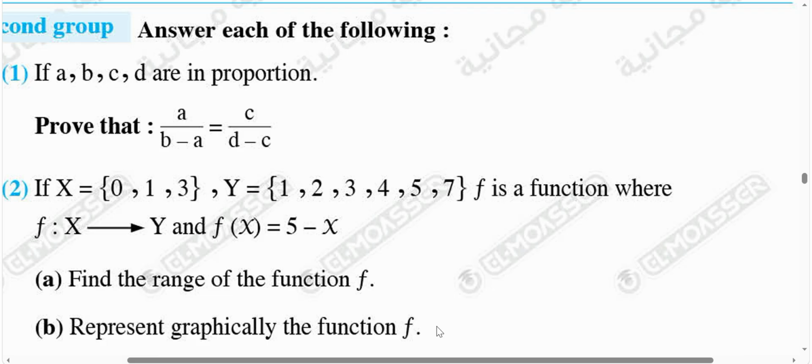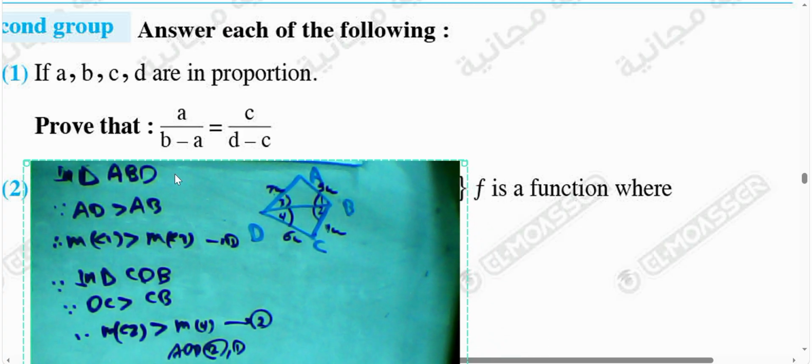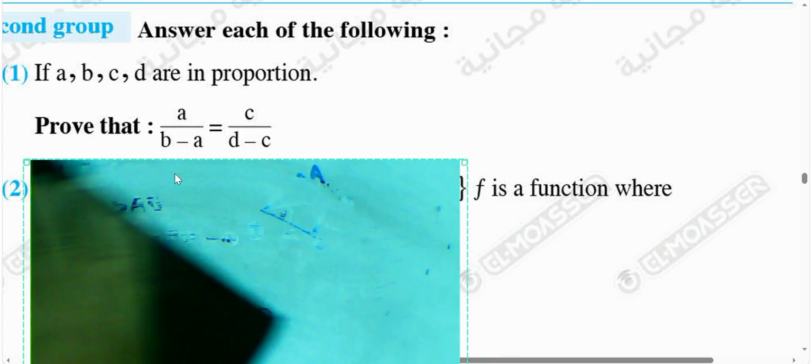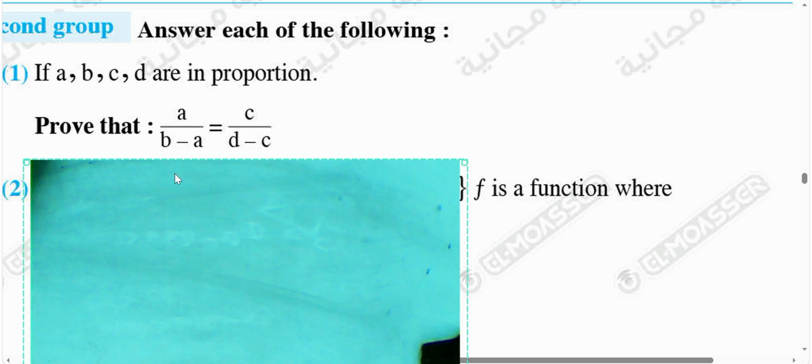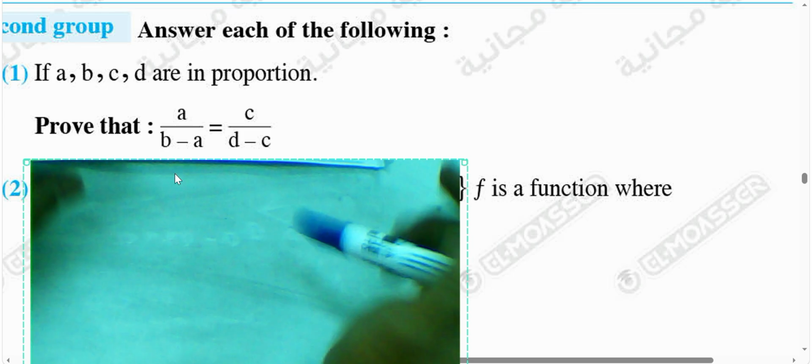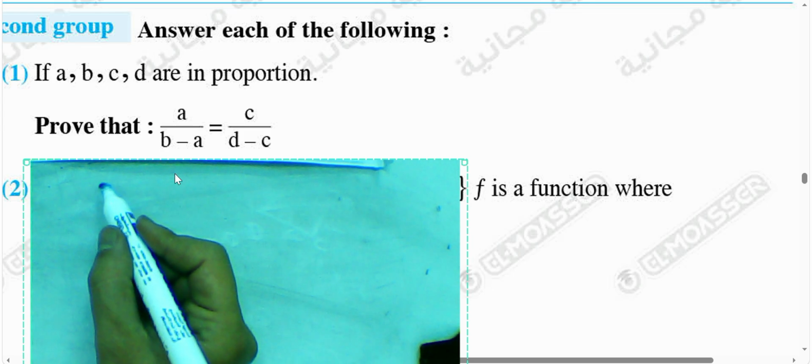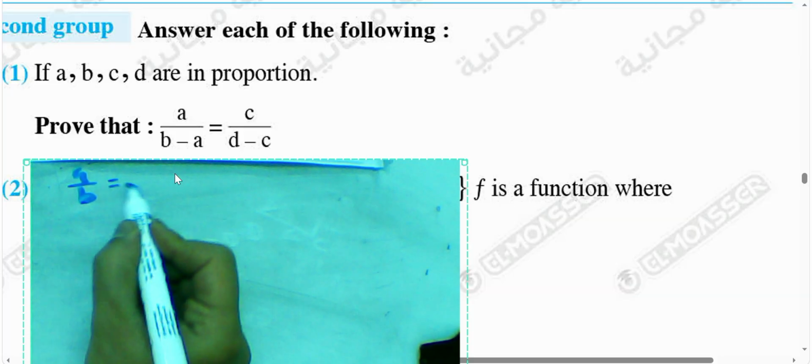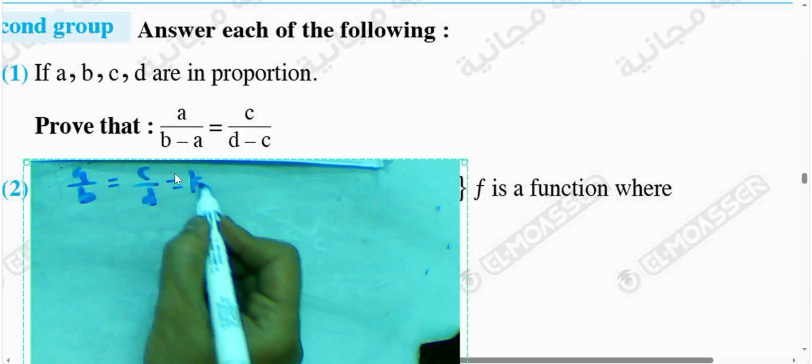Answer the following. If A, B, C, D are in proportion, we want to prove that left hand side equals right hand side. Do you remember the steps here? First, I will set the ratio A over B equal C over D. I will put here a constant K.